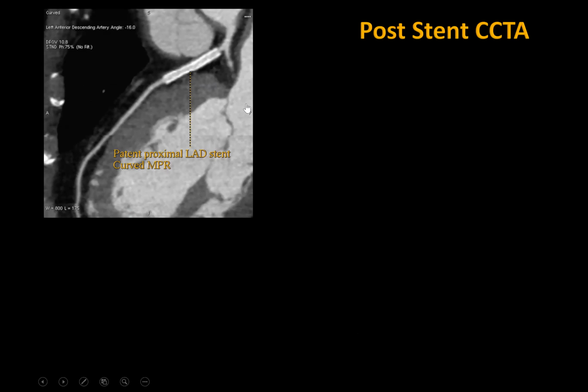For stents, if the stent size is 3 millimeters or above, CT angiogram is good at it. But if the stent size is less than 3 millimeters, CT angiogram is not good for seeing in-stent restenosis, or ISR.